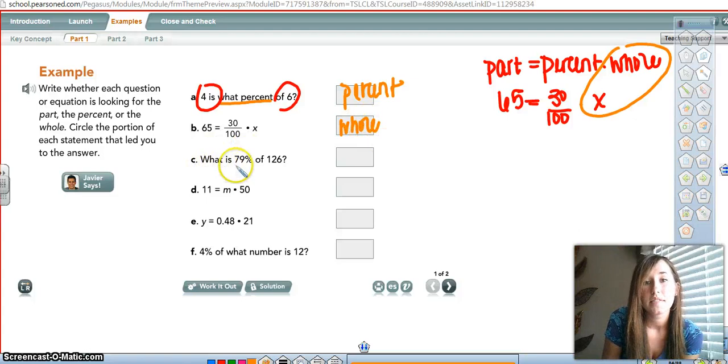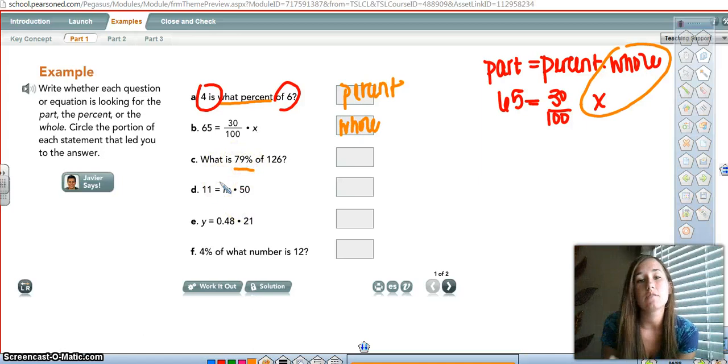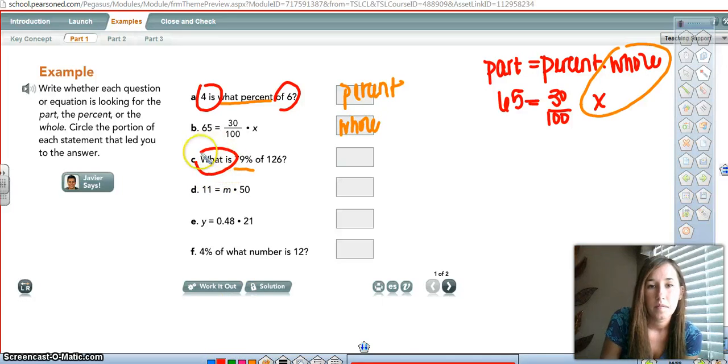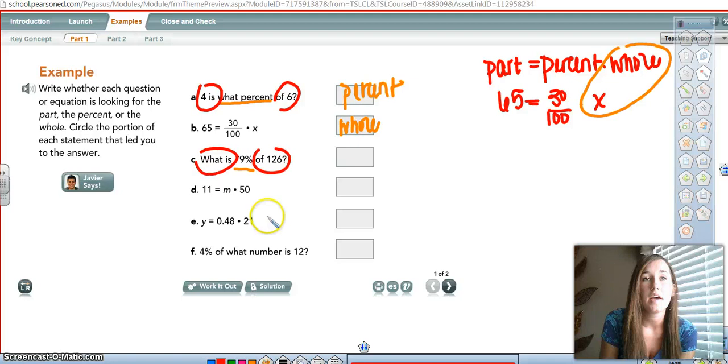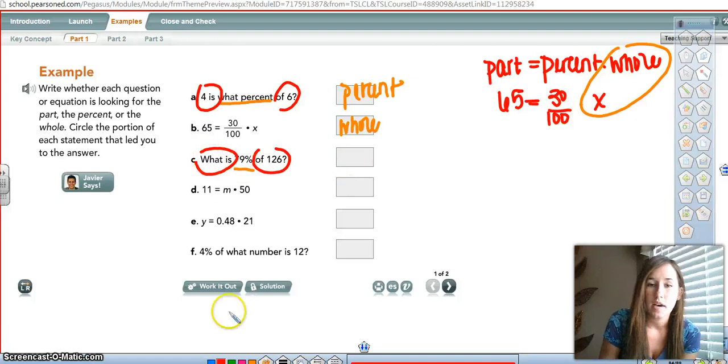What is 79% of 126? Well, we're obviously not looking for the percent. We already know it. So we have to decide, is this question looking for the part or the whole? Well, let's use our key words. Is and of. Is indicates a part and of indicates a whole. So we know the whole. This question is asking for the part.